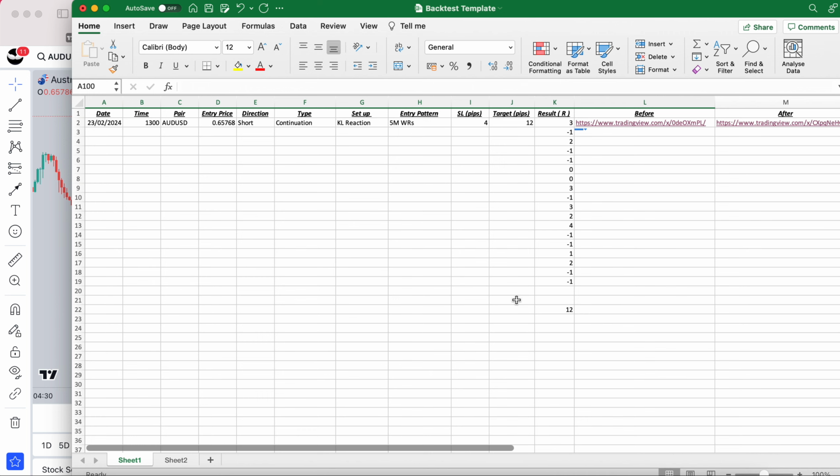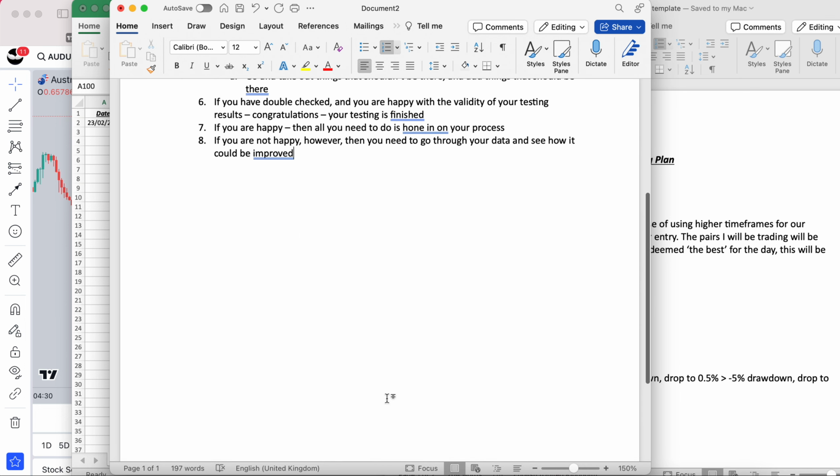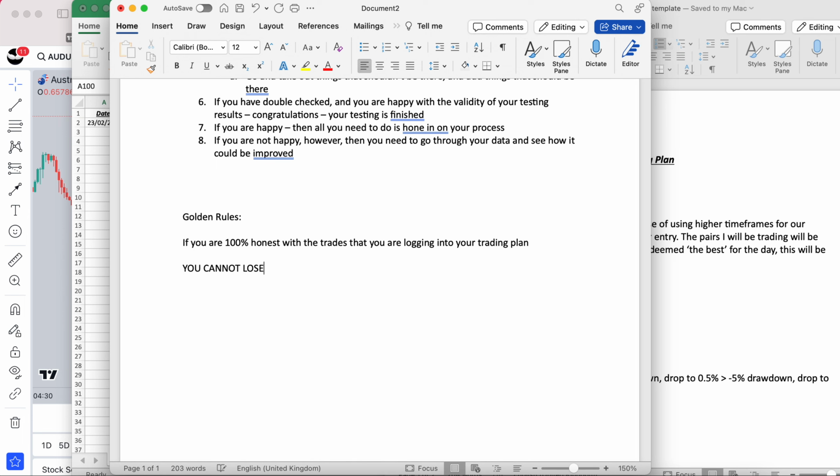If you have this rule in mind, this is the last thing I'm going to leave you with, okay? Golden rule. If you are 100% honest with the trades that you are logging into your trading plan, you cannot lose. Okay, I can't stress this enough. It does not matter if all of your trades lose. If you are just honest about it, then you've got all the answers you need.